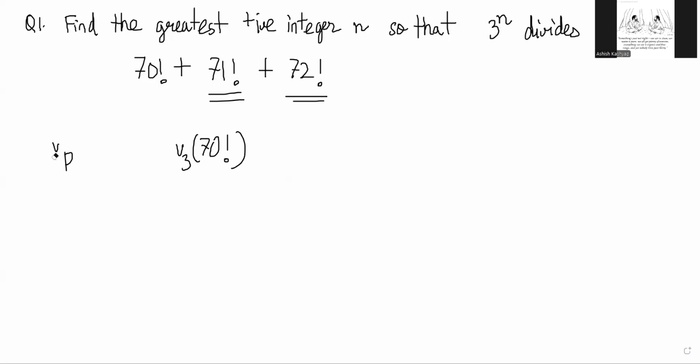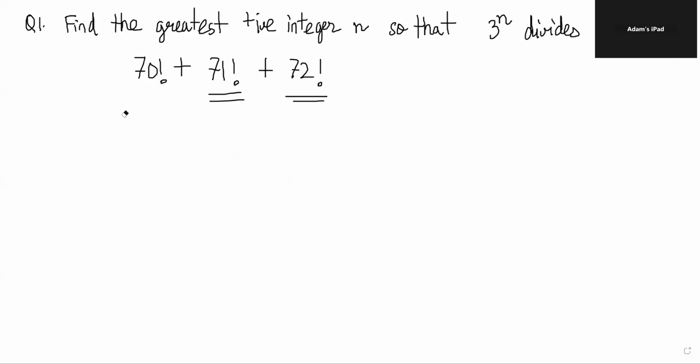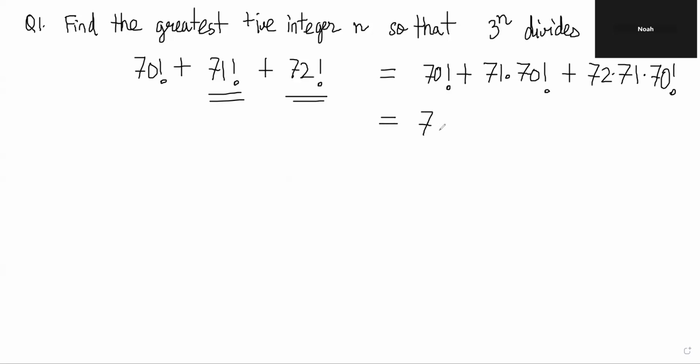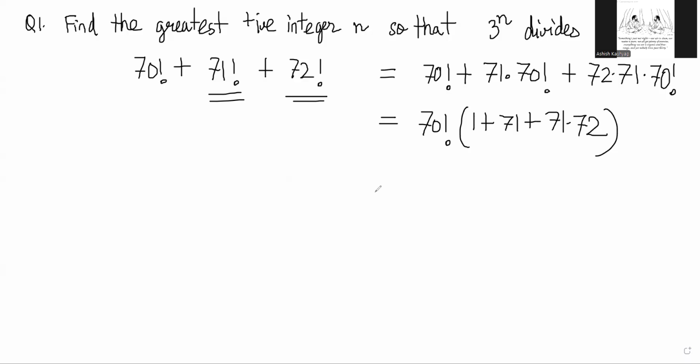Think about it. The property that we used earlier was for A plus B, right? Can you not call A like 70 factorial plus 71 factorial? And then B you can do 70 factorial, 70 factorial plus 71 into 70 factorial plus 72 into 71 into 70 factorial, right? So this is 70 factorial common, 1 plus 71 plus 71 into 72, no? So this might also have factors of 3, no?